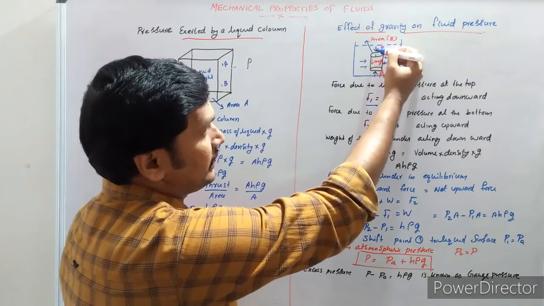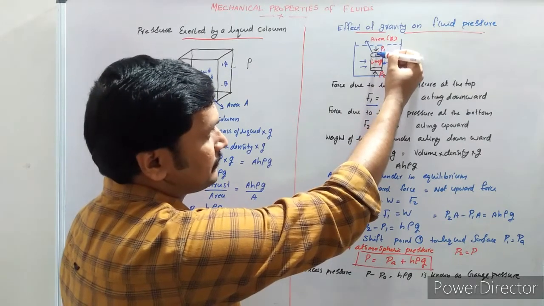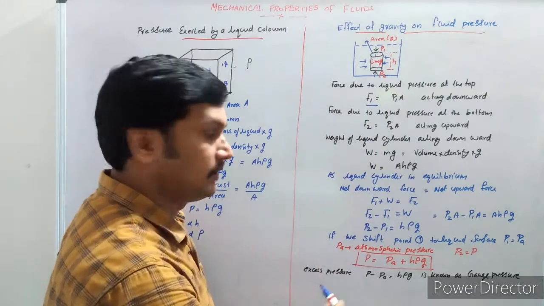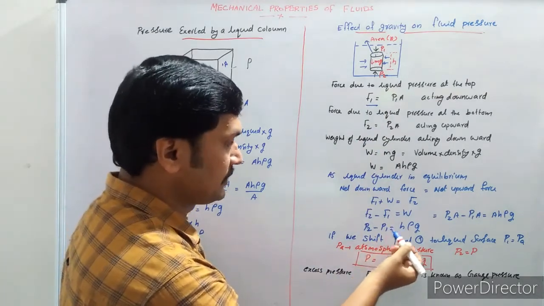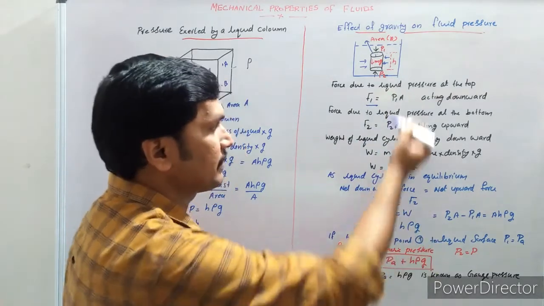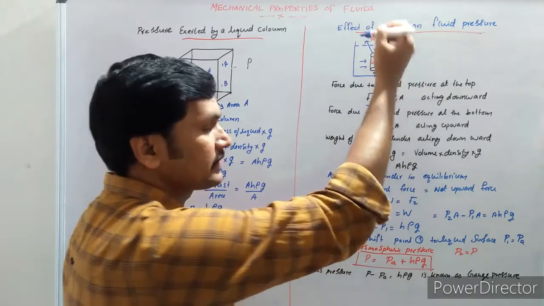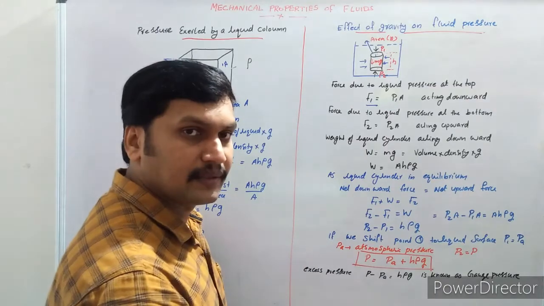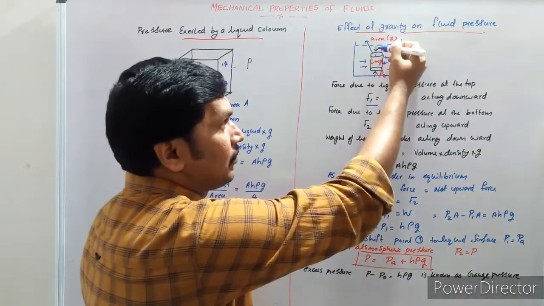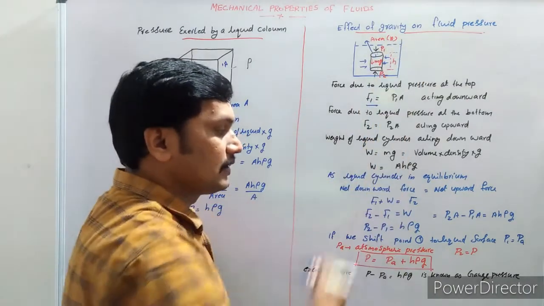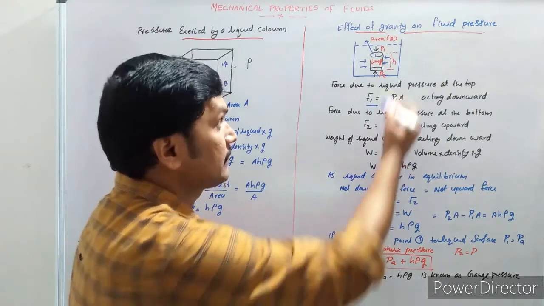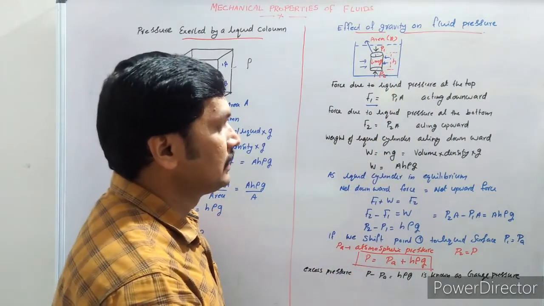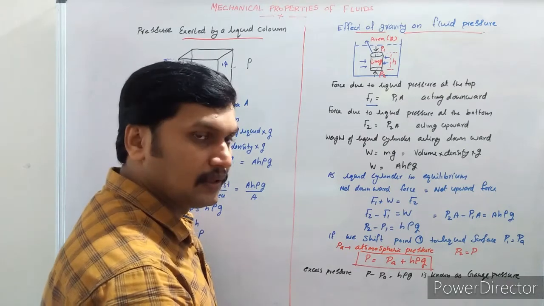P1 is the pressure acting on this face and P2 is the pressure on this face. See the pressure difference between them. P2 minus P1 is equal to H rho G. That is the pressure difference between these 2 points in this liquid. It shows that when the height from the water level is different, the pressure is also changed. That is, there is a pressure difference between these 2 points. P2 minus P1 is equal to H rho G.